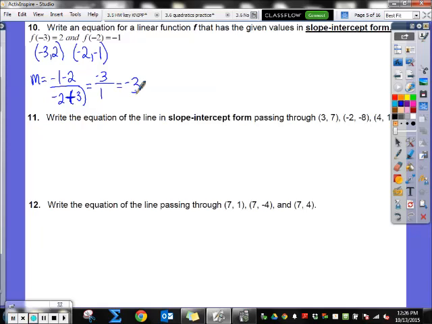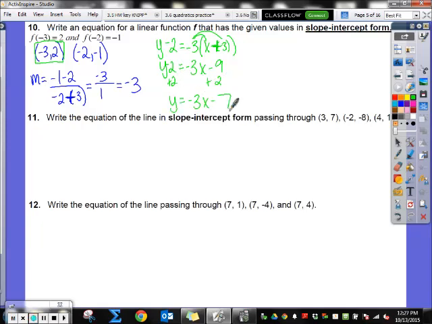Then you have to choose your point. And you can choose either point, and you would end up with the same equation in slope-intercept form. So you choose whichever point you want. I'm going to choose the one with only one negative. So when I start my equation, it's y minus 2 equals -3 times x minus -3. So you should get y equals -3x minus 7.